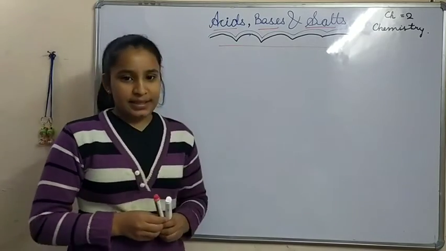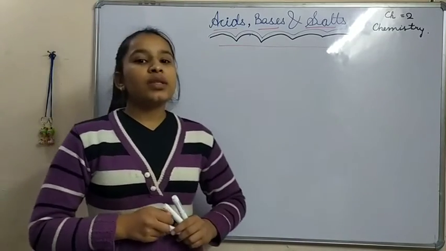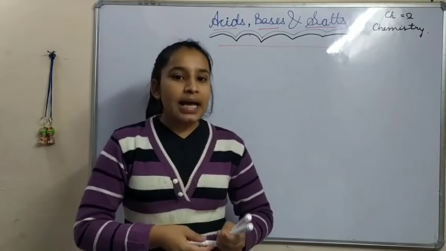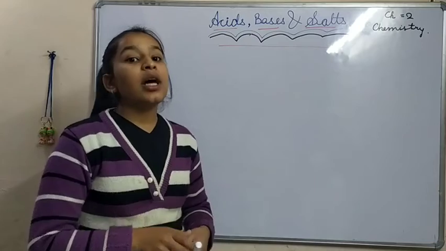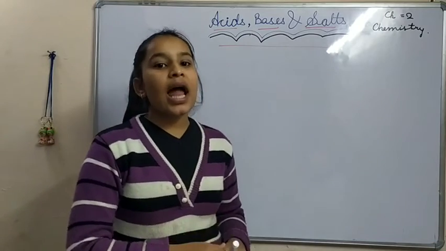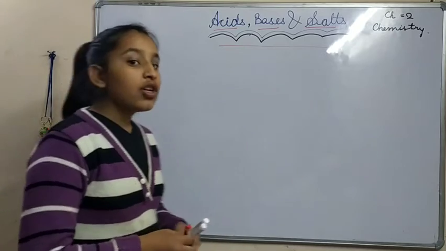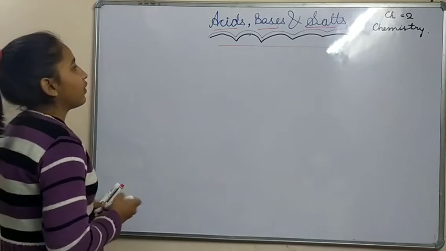Now what is acid? Acids are those substances which are sour in taste, and acid can dissolve metal, may burn our skin and clothes, and acid has a pH value less than 7. So I am writing here the definition of acid.